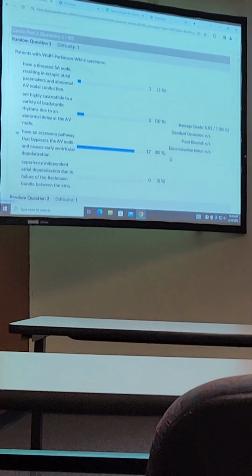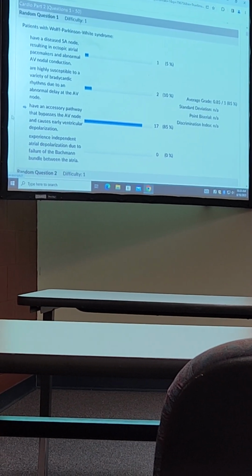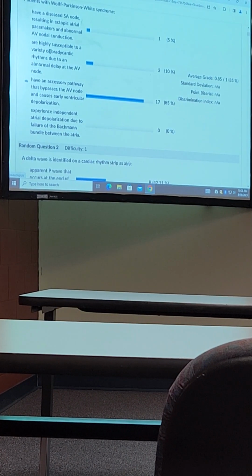Patients with WPW have the accessory pathway that bypasses the AV node. Okay. They are highly susceptible to tachycardia. It's too fast, not too slow. I'm sorry. Thank you so much.